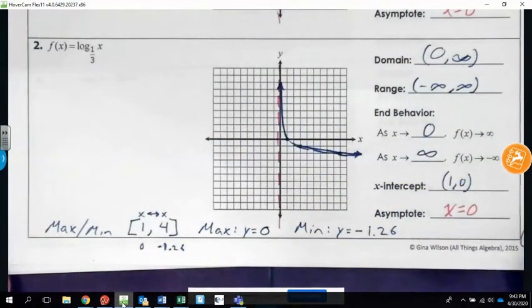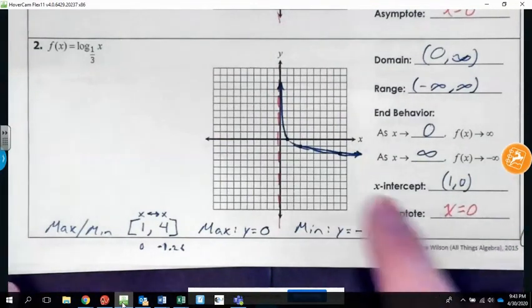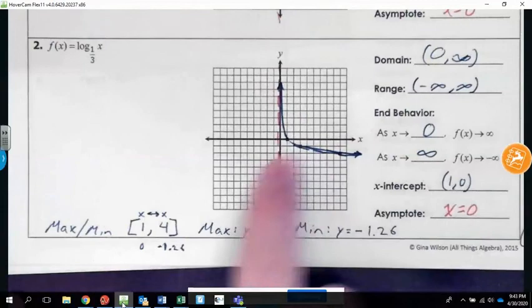If you want to find a table, you hit Control-T in your calculator and find good points that match the graph and the appropriate number units that are given to you.